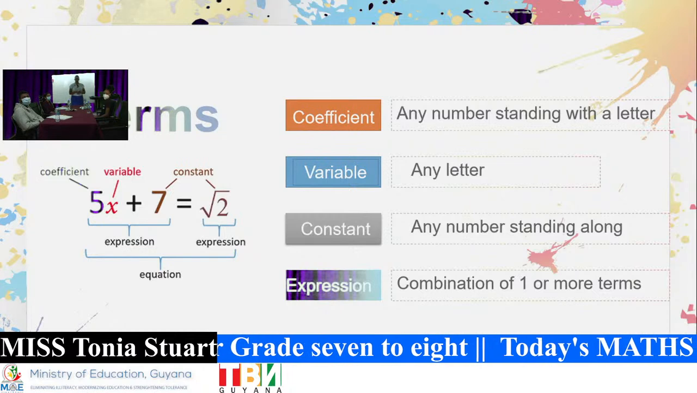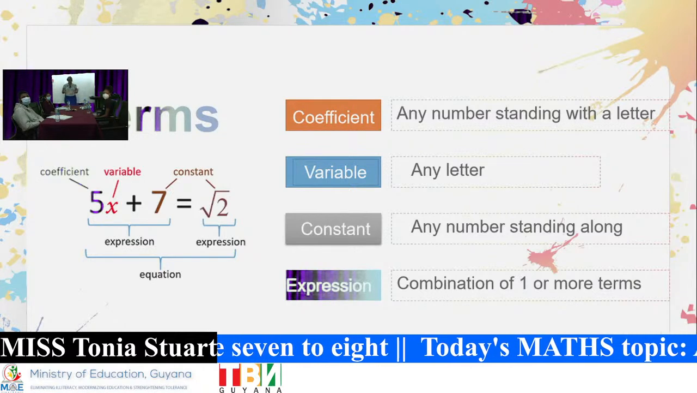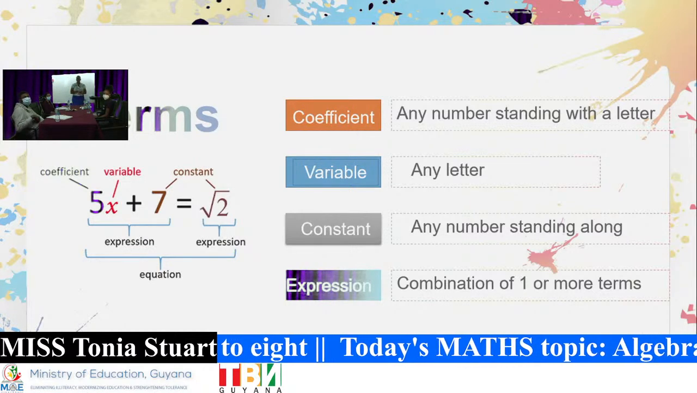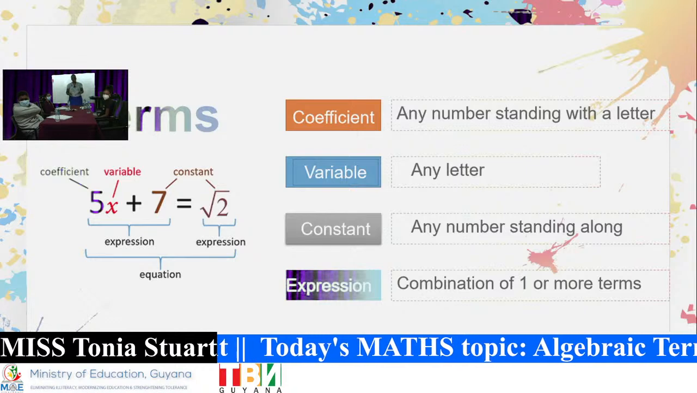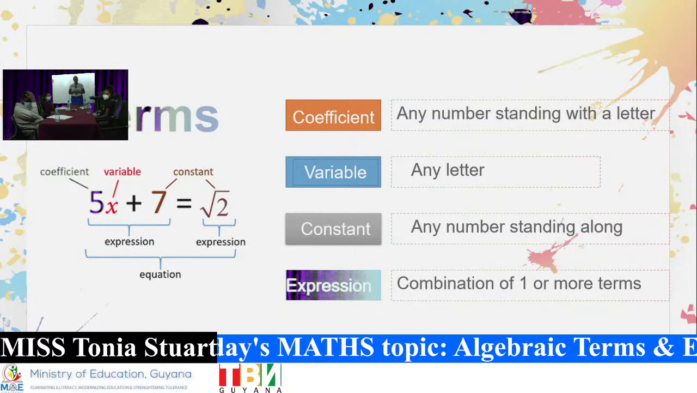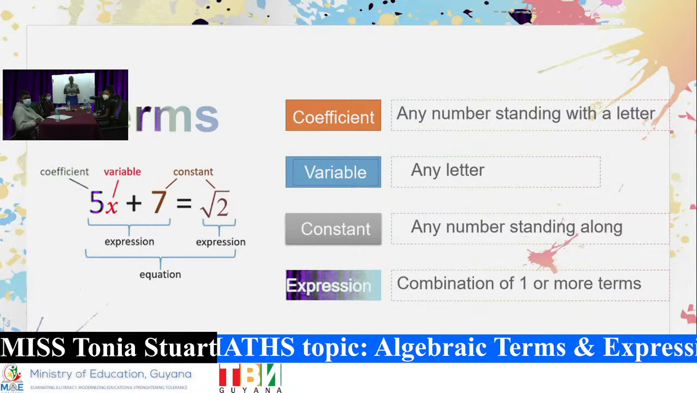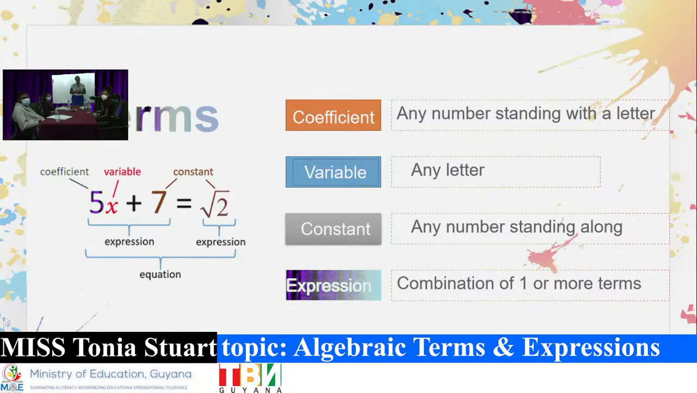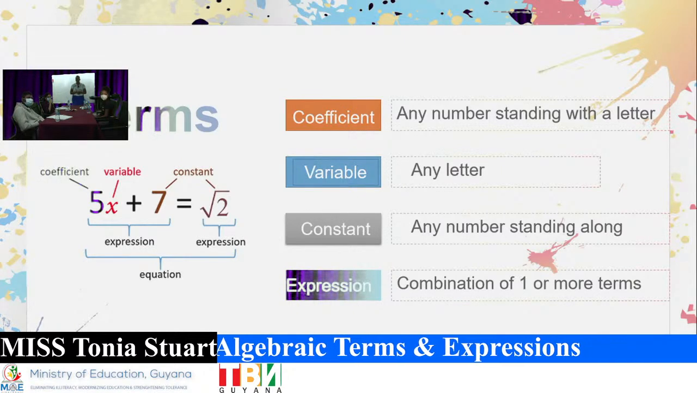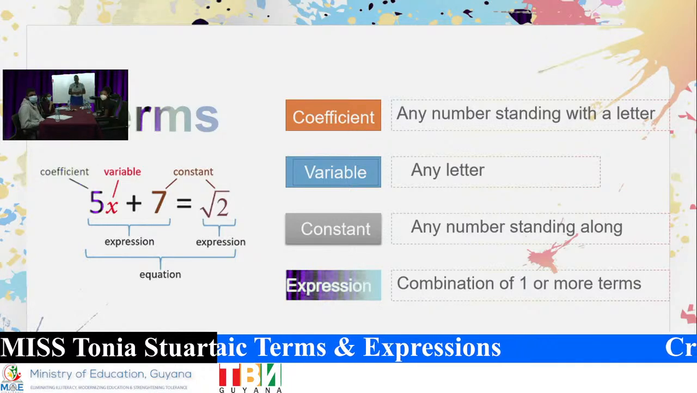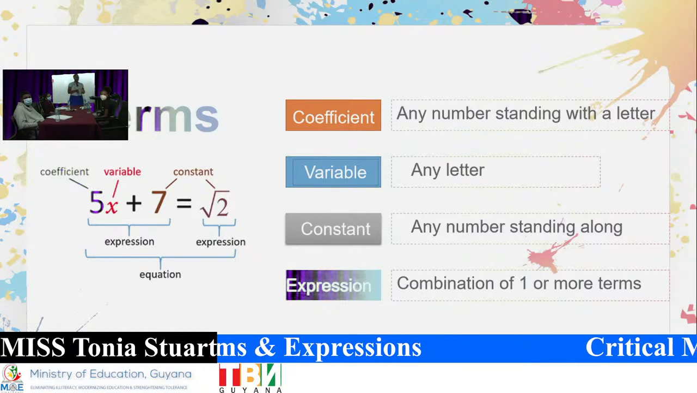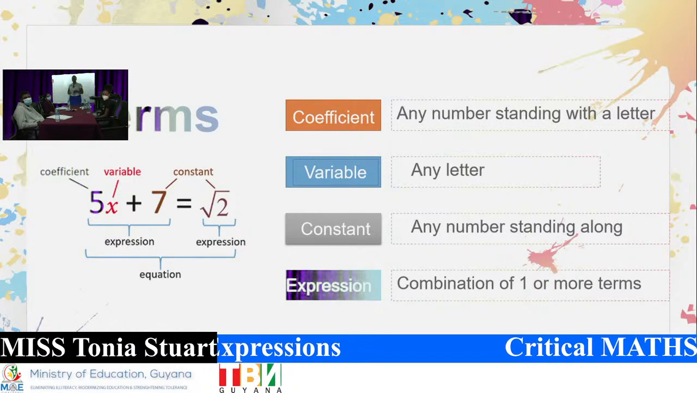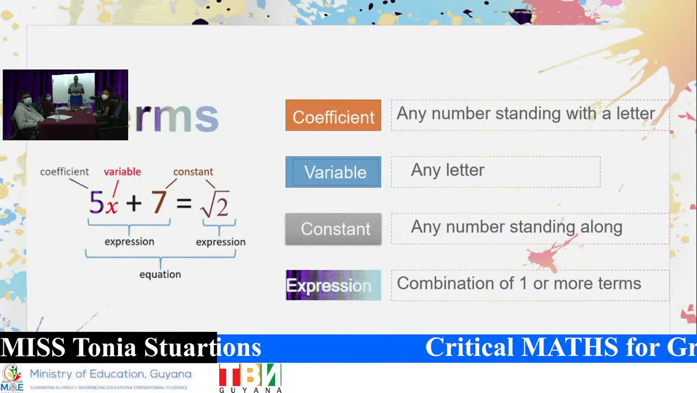Then we have the constant: any number standing alone. It would have no letter standing next to it. It will just be by itself. And all of those things will create the expression. All of the terms, the coefficient with the variable and the constant, will create the expression.